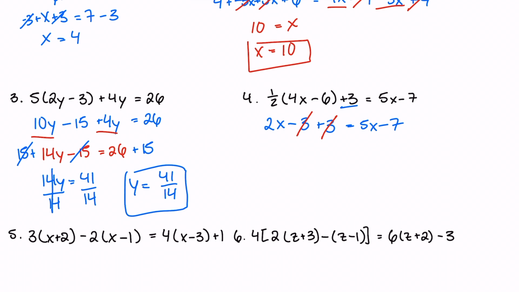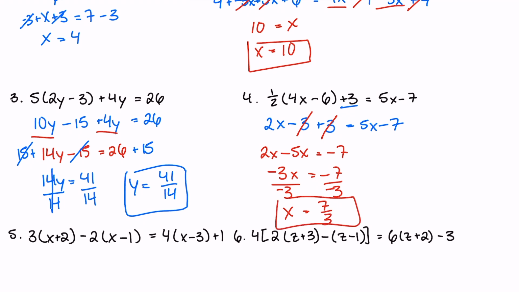So now I'm just going to move this 5x over to the other side, and we get 2x minus 5x equals negative 7. So we have negative 3x equals negative 7. So to get x by itself, we need to divide by negative 3 on both sides, and we get x is equal to 7 over 3 as our final answer.